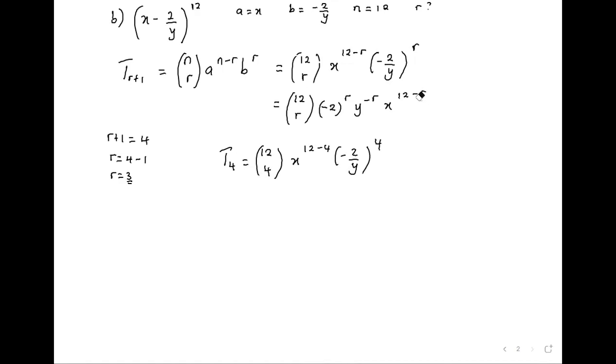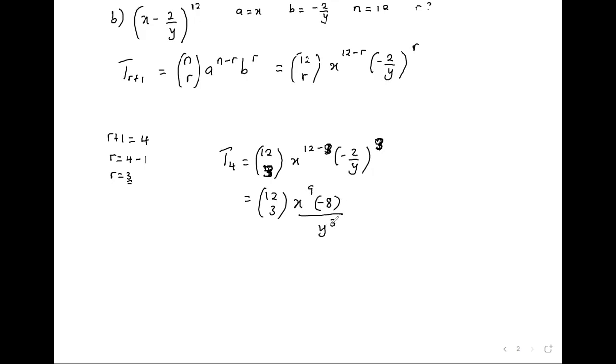Sir, isn't r 3? Oh, r is 3. So we didn't even have to get to that thing. So r is 3. So it's 12C3 x to the power 12 minus 3, which is 9, and then minus 2 to the power 3, that's minus 8, and then over y to the power 3.